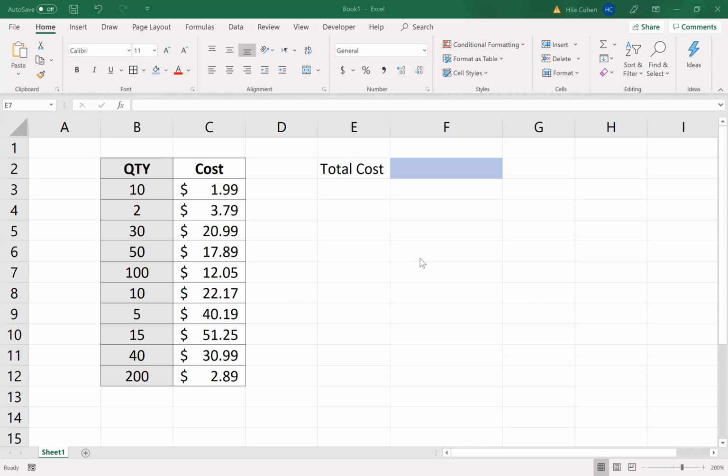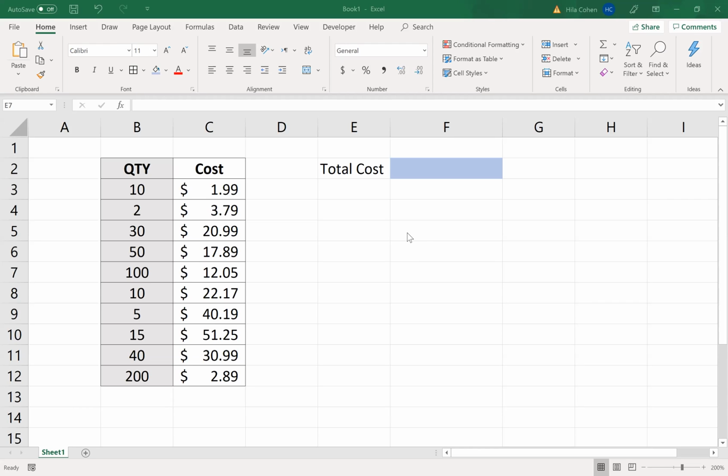Hello, in this video, I would like to demonstrate how we can calculate the total cost when the quantity and the cost per unit are given, and we're using a function called SUMPRODUCT.